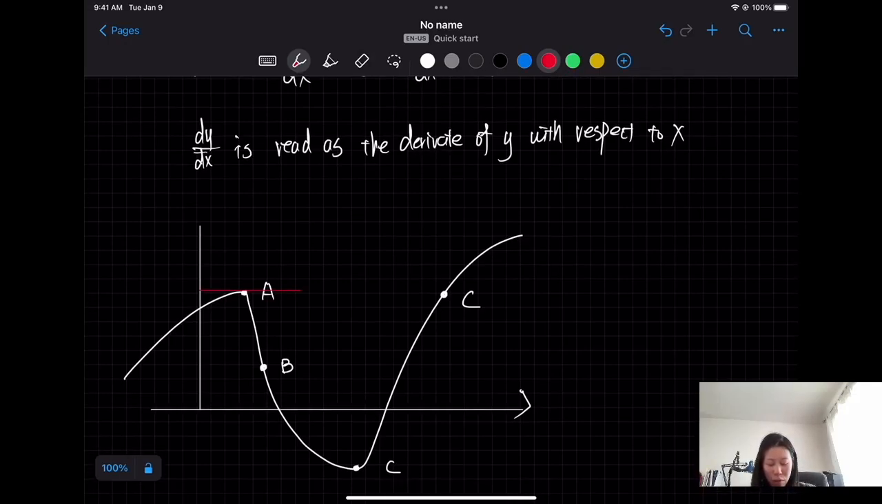And then at point B, the tangent line should be what? This one, right? So in this case, at point B, the derivative of f of x, or of y, is going to be a negative number, because remember the slope of the tangent line is the derivative.